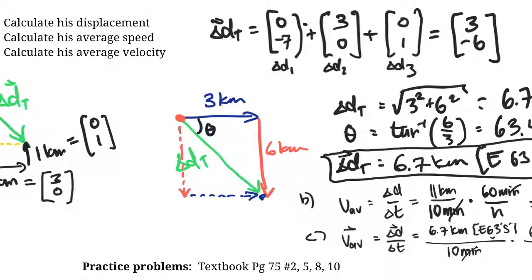Similar to if you're just adding numbers, the order you add doesn't matter. 6 plus 2 plus 3 is the same thing as 3 plus 2 plus 6. Okay? So the same thing applies for vectors.